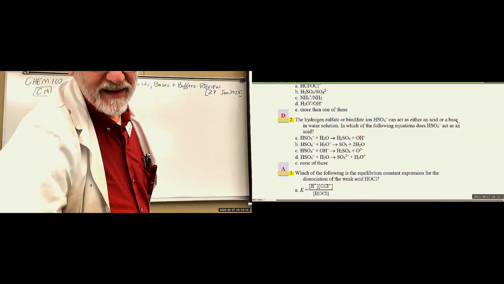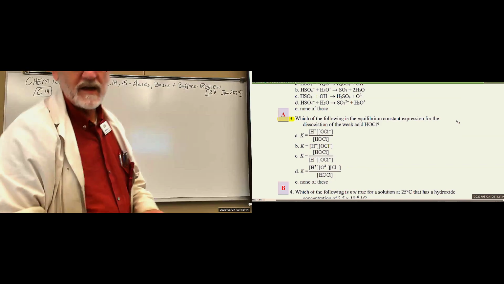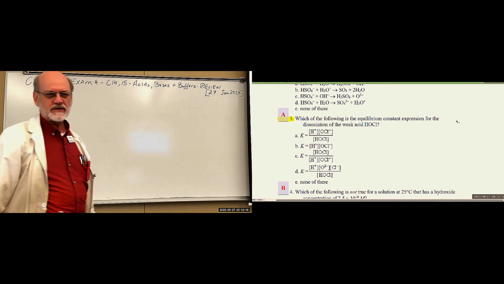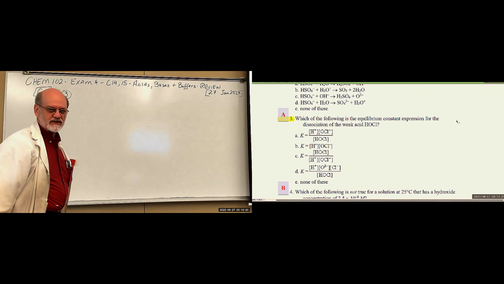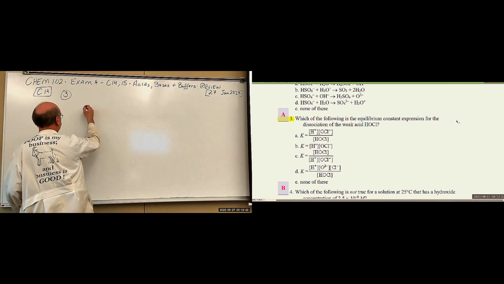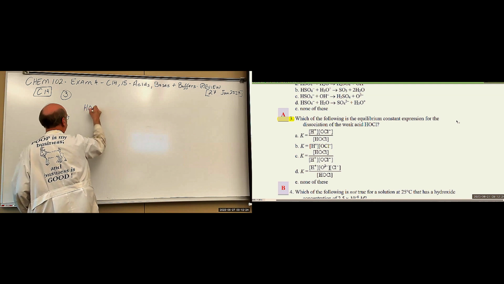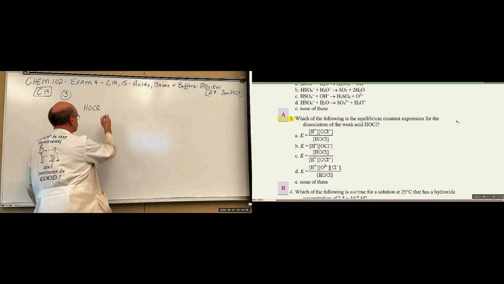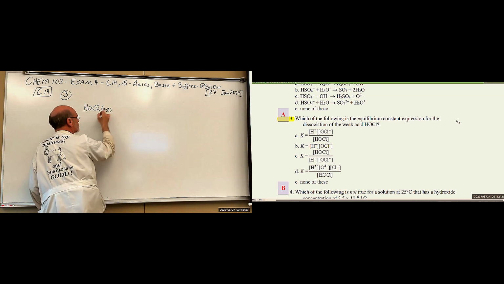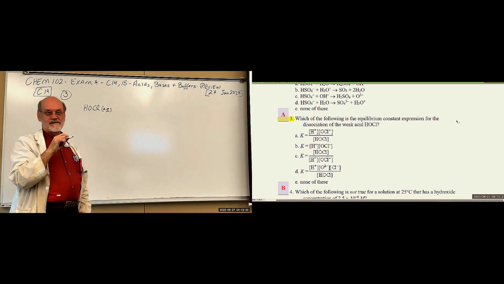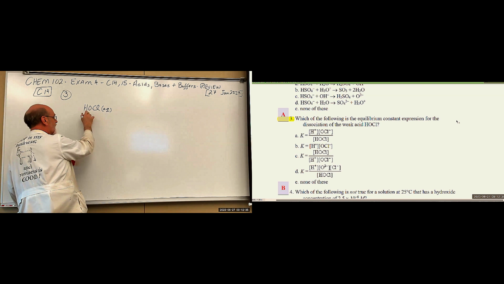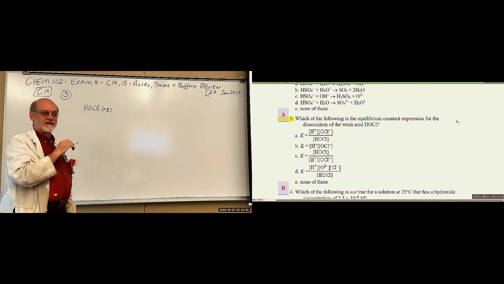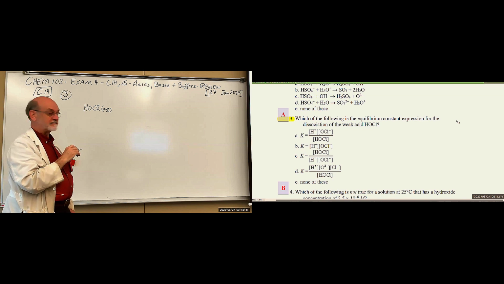Okay. Let's see. Which of the following is the equilibrium constant expression for the dissociation of a weak acid, HOCl? By the way, how would we name this acid? It's an aqueous solution. Remember, this ion right here is the hypochlorite. So it'd be hypochlorous acid.